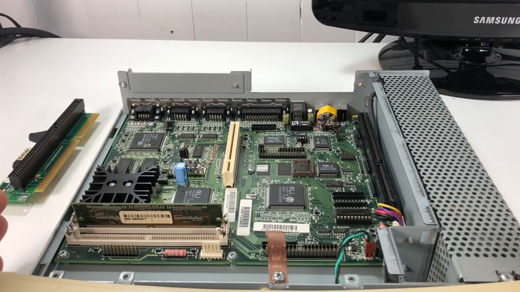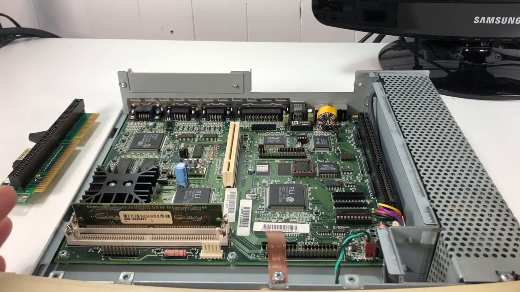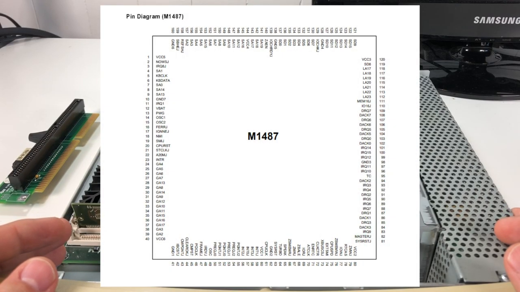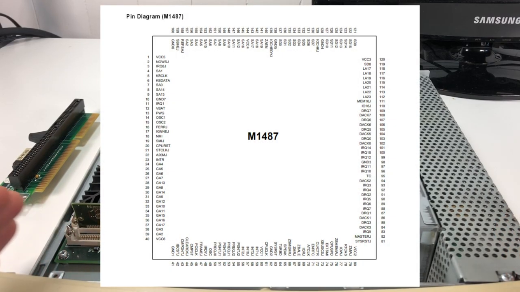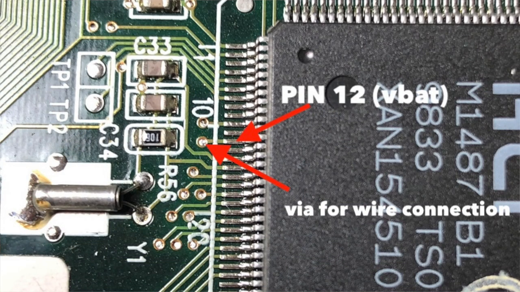Thankfully, though, the system does appear to keep its BIOS settings, even without a battery. I did actually consider adding an RTC battery to the system, which should be quite doable. I found the datasheet for the ALI-1497, and pin 12 is used for the VBAT input. Simply provide somewhere between 3 and 5 volts on that pin, and the clock should be kept.